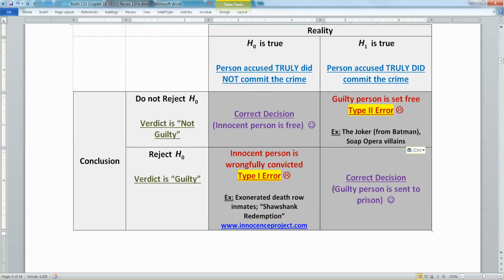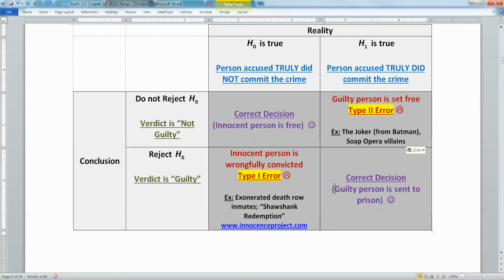And literally, General Hospital and One Life to Live and all of the others would not survive if they didn't have things like this going on, because this is what creates the drama in soap operas. But the Joker as well. I mean, obviously guilty, but walking around and still able to get at Batman on occasion. So that would be a type 2 error.